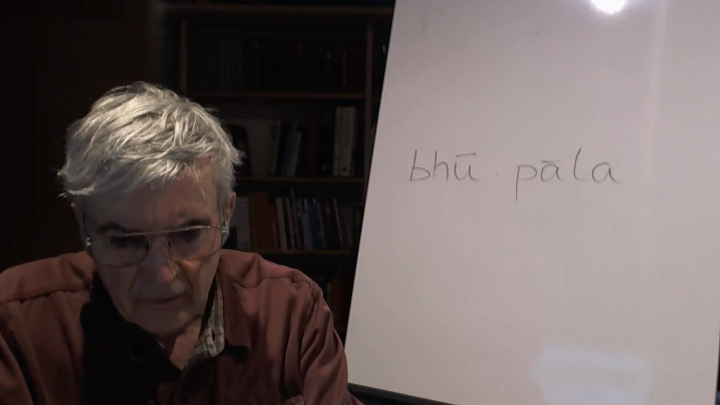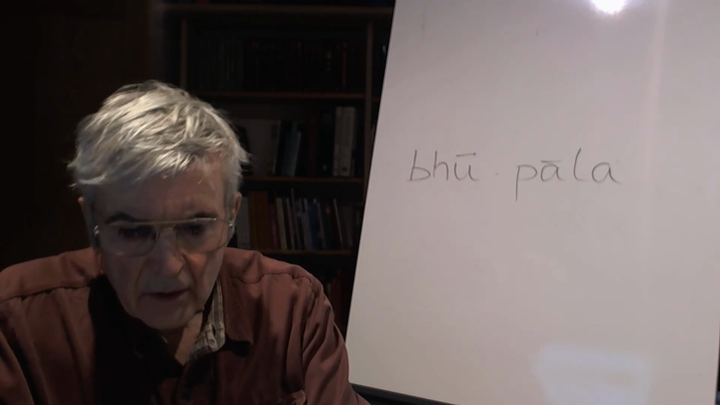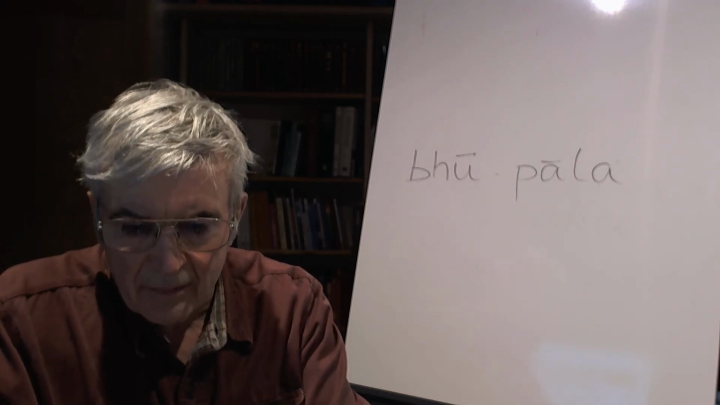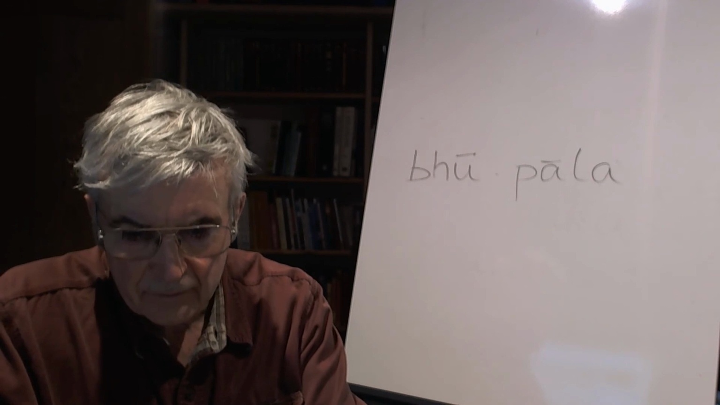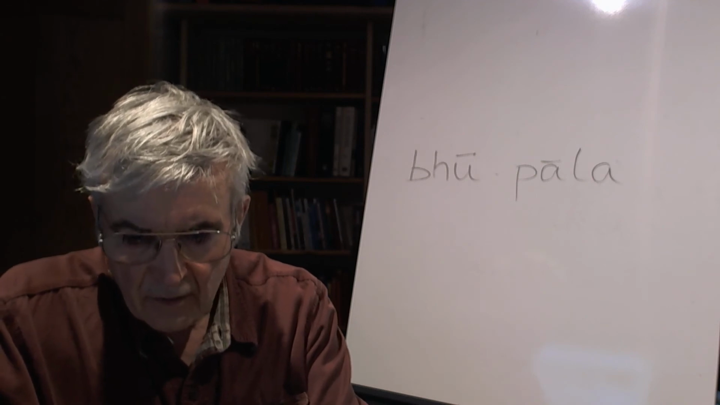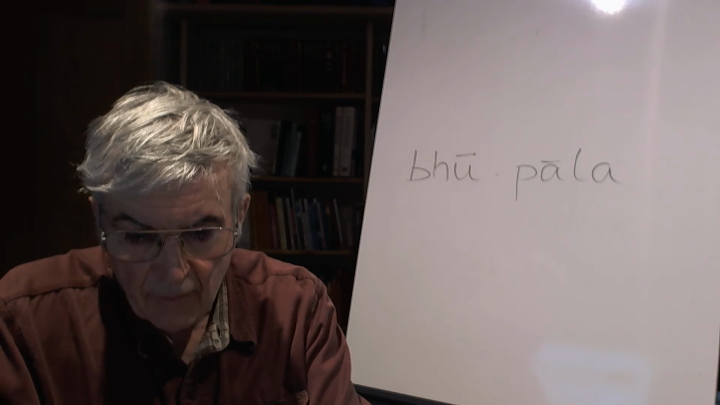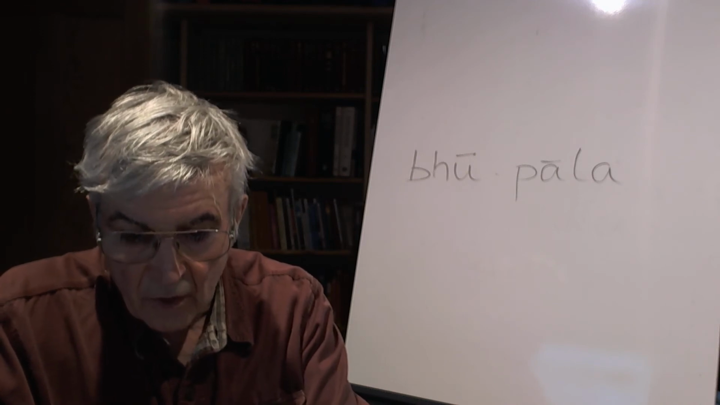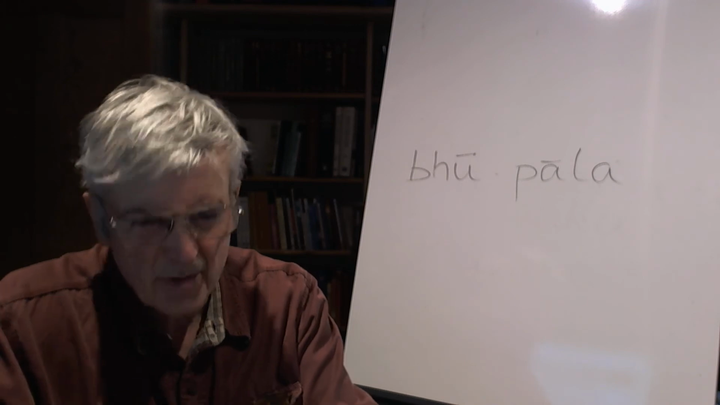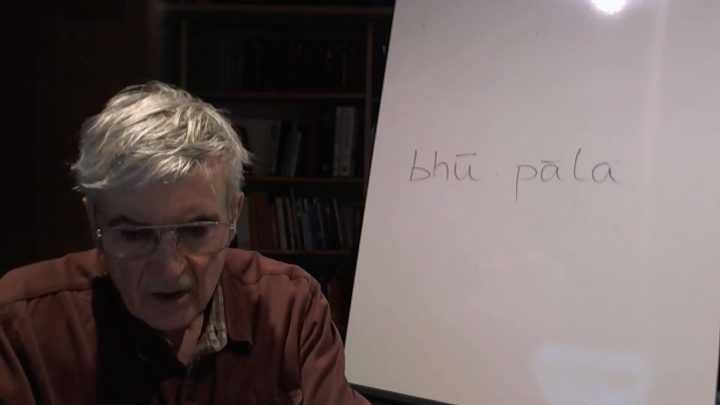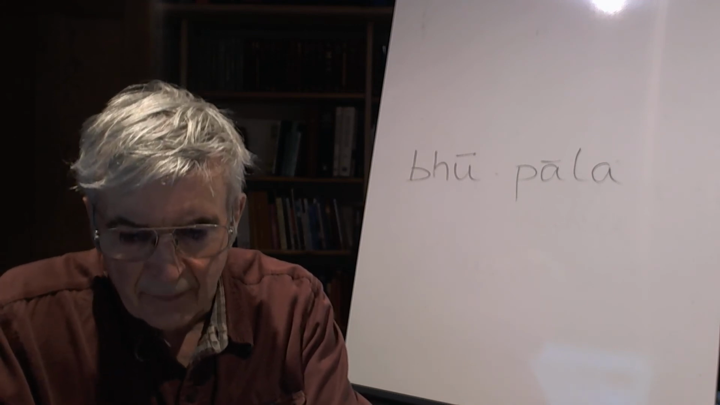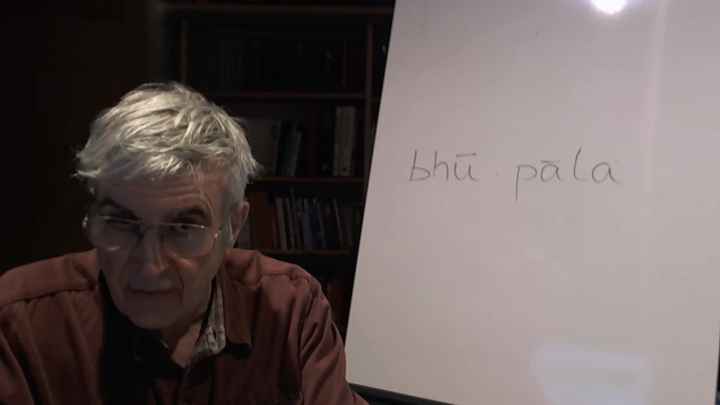Number 12. Putta sahayena saddhim odanam bhunjanti. That's simple enough. The sons, odanam bhunjanti, are eating rice. That's specifically cooked rice, odana. Sahayena saddhim, with their friend.